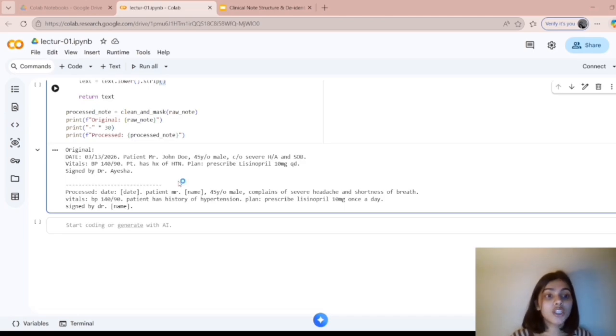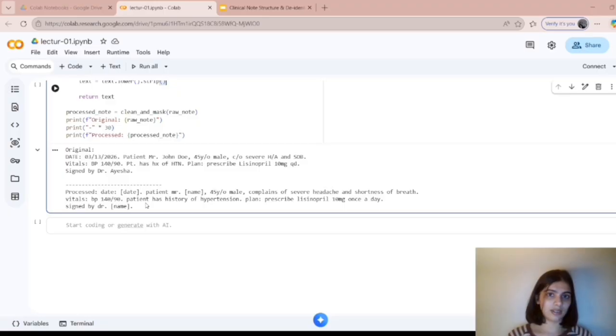And the doctor, again, I took my name, Dr. Aisha. We're going to see what our processed text is giving us. We removed the date, removed the name of the patient, and replaced the CO by complaints of, HA by headache and SOB by shortness of breath. And the PT is replaced by the patient, Hx replaced by the history, HTN replaced by hypertension, and all of this remains the same. This QD is replaced by once a day, and again, signed by the doctor, we hide the name.